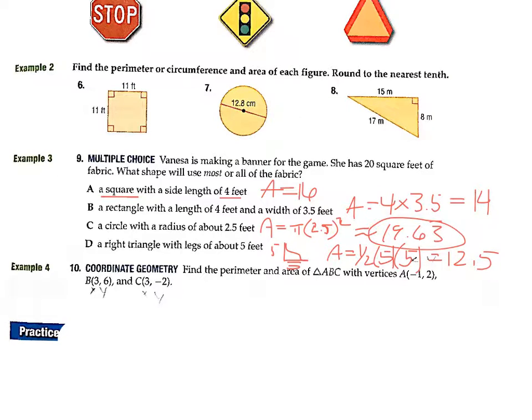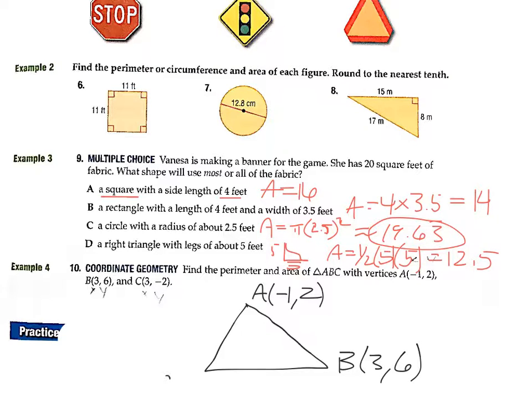So you have a triangle. So I'm just going to draw a triangle. A has coordinates -1, 2. B has coordinates 3, 6. And C has coordinates 3, -2. Now if you want to use graph paper, you can.